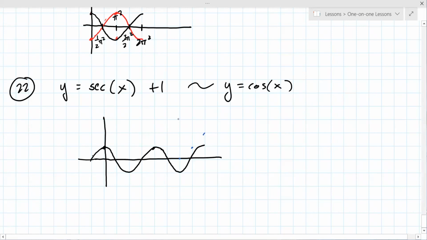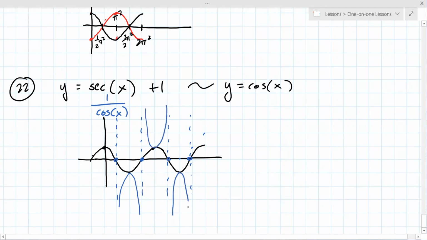So now, where does cosine hit the x-axis? It hits the x-axis here, here, here, and here at these blue places, because this is really 1 over cosine of x, and we know that there you end up dividing by 0. So there are these vertical asymptotes that occur. So the secant graph would actually look like this. It touches here, and it's this U-shaped thing. You've probably seen this before.